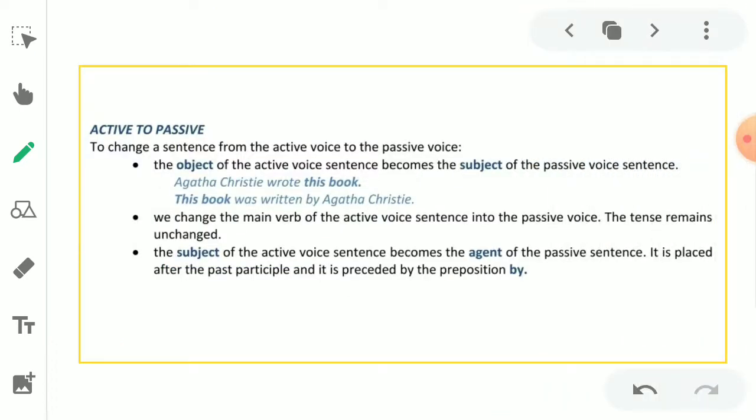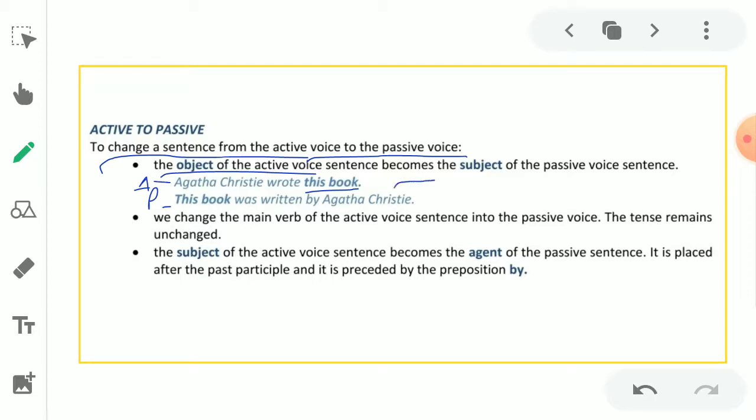Yes, active to passive. How is active voice changed to passive? Just pay attention here. To change a sentence from active voice to passive voice, what do we have to follow here? The object of the active voice. Here the object is this book. Keep in mind, this book. Active voice: Agatha Christie wrote this book. Active voice, let me write A. So here is P. Keep in mind.